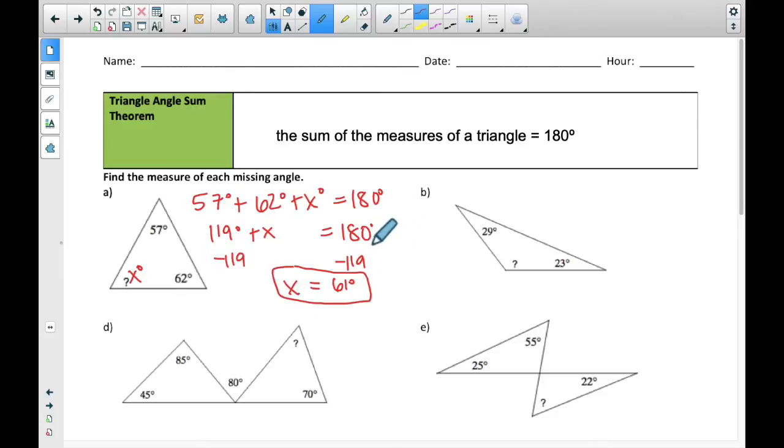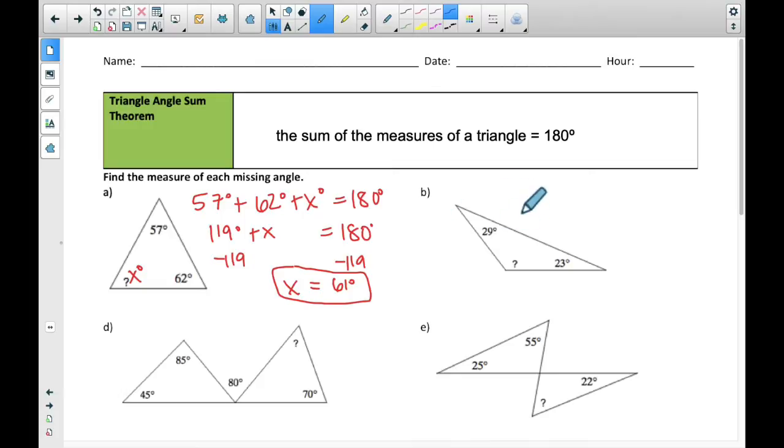Some of you might just be better at doing it without an equation. And what I mean is you would just add these two together and subtract from 180, and that's how you find the X. So if you add 47 plus 62 and subtract from 180, it's going to give you your answer, and that answer would also be 61.